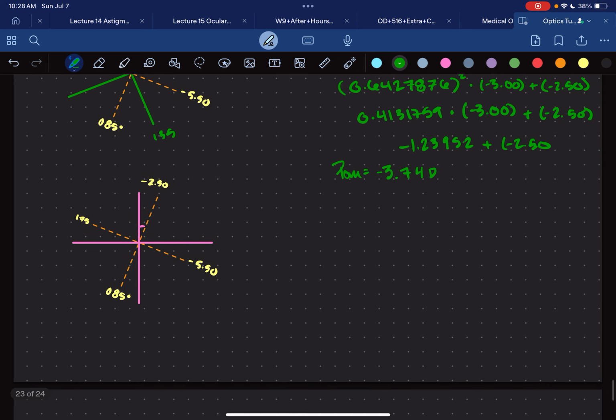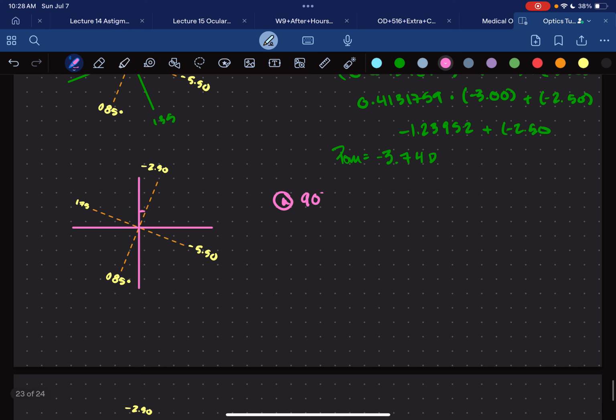Let's do it at the 90. So at 90 degrees, the angle that we need is this one right there. So the power of the oblique meridian equals sine squared of 90 minus 85, times the cyl, negative 3.0, plus negative 2.50. I'm not going to write out everything for this one, but I'll talk it through as I plug and chug.